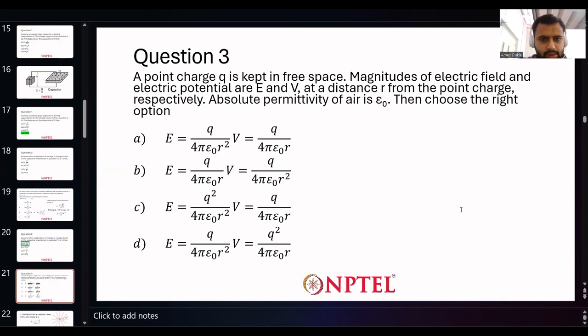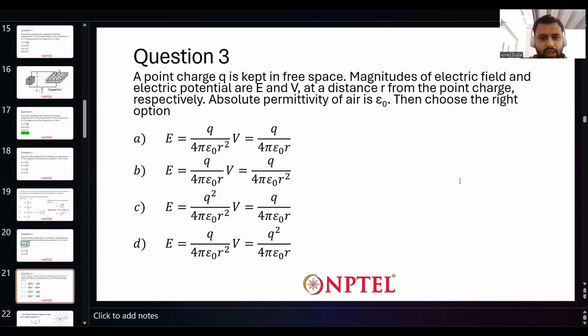The third question is: suppose a point charge Q is kept in free space. The magnitude of the electric field and electric potential are E and V. So basically, that is what we need to find at distance r from the point charge, and the absolute permittivity of air is epsilon naught. Then choose the right options. These are your options.